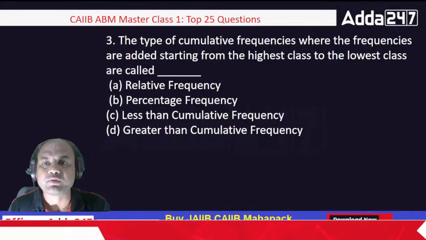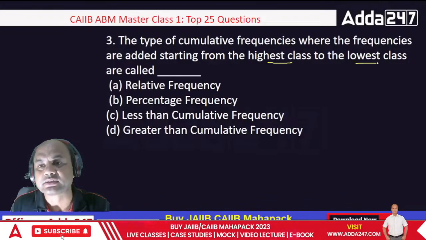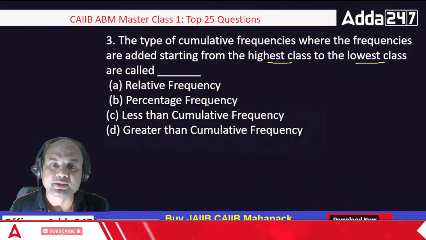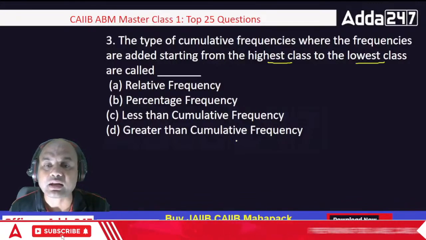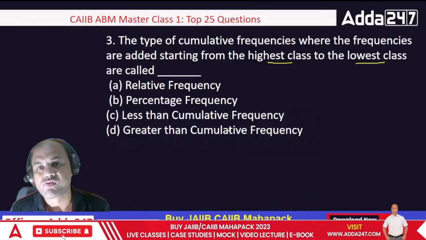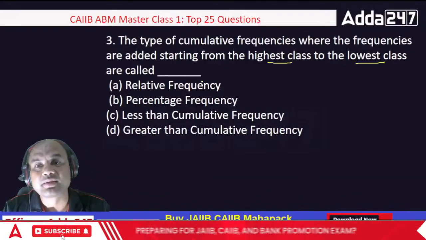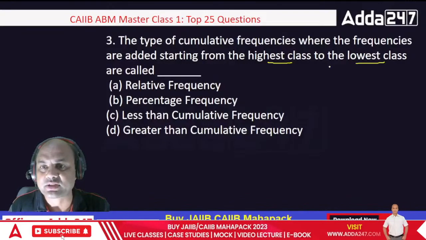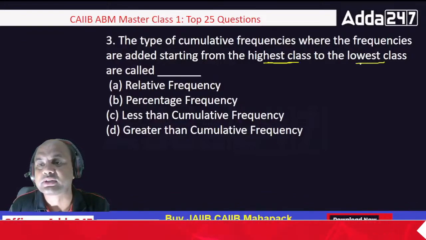The type of cumulative frequencies where the frequencies are added starting from the highest class to the lowest class is known as relative frequency, percentage frequency, less than cumulative frequency, and greater than cumulative frequency. Now what do you think about this? It is highest to lowest. It means starting from the biggest class to the lowest class.